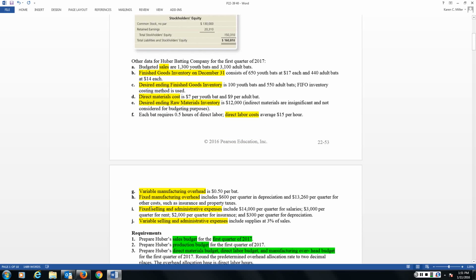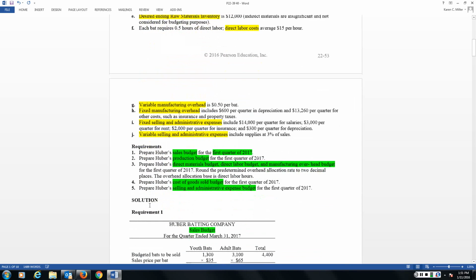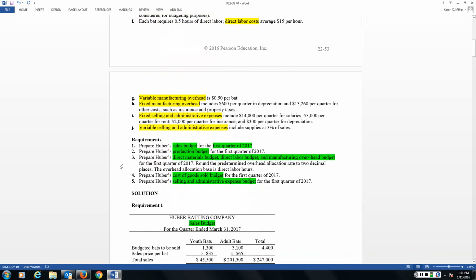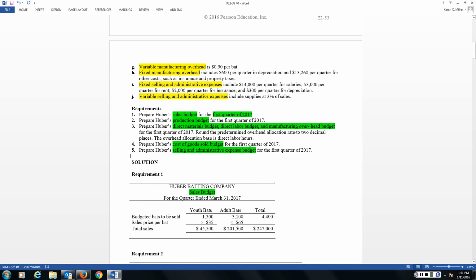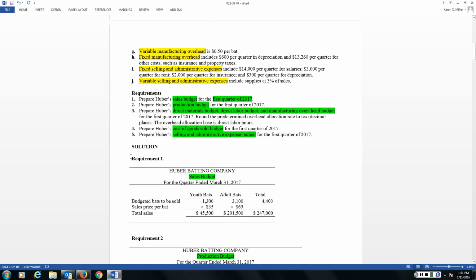Okay, so using this information, we're going to prepare all of the budgets required for the operations budget. Let's start with the sales. First of all, the book has projected that we would sell 1,300 youth bats and 3,100 adult bats. It's pretty simple: the number of bats we predict we can sell times the sales price per bat gives us our total sales. At this point, this was fairly easy.